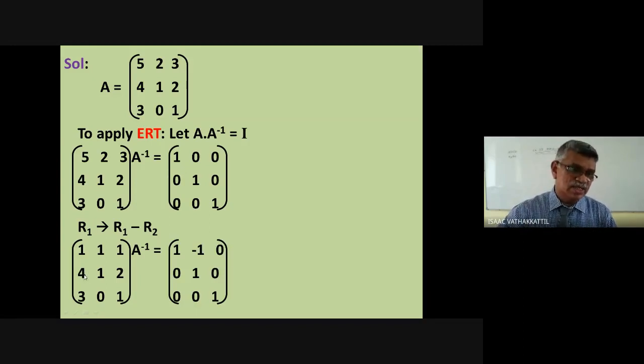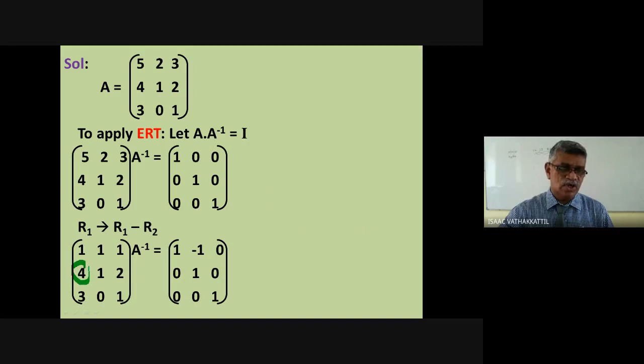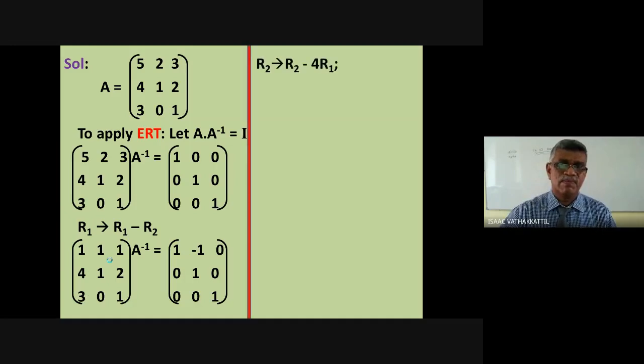Further, I have to make this 4 to 0. I have to make 3 to 0 using the first row. I can use the first row. What will I do? R2 changes to R2 minus 4R1. R3 changes to R3 minus 3R1.